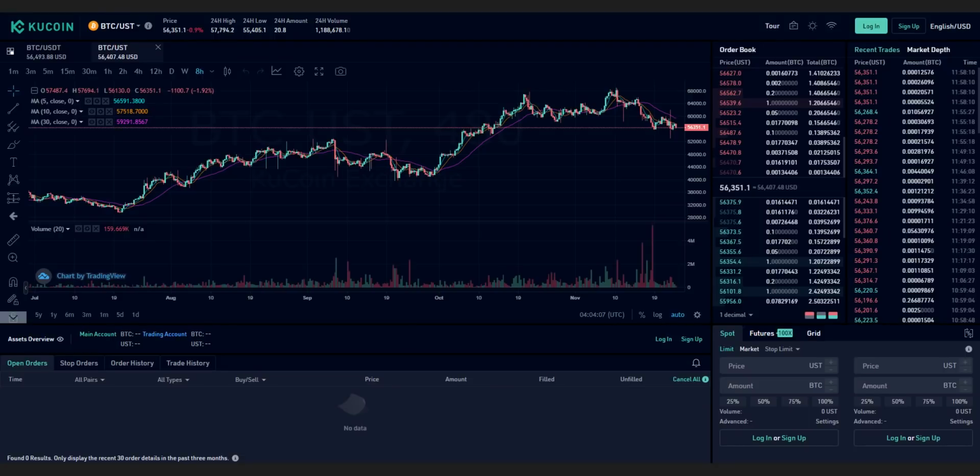KuCoin supports USDC, but USDT really is the main US dollar stablecoin that you'll be using for trading. But they also support UST, which is the Terra US dollar stablecoin that sits on the Terra blockchain. Binance doesn't support this, so if you want that, you'll have to go over to KuCoin to trade it.